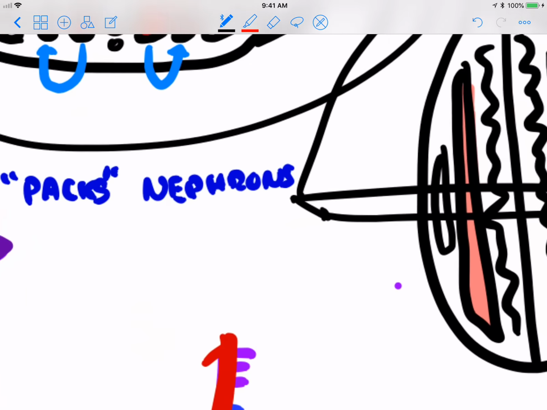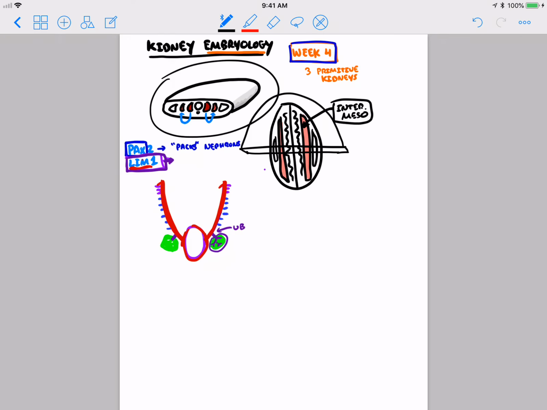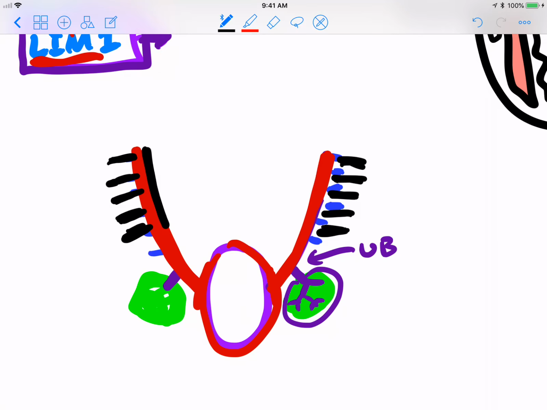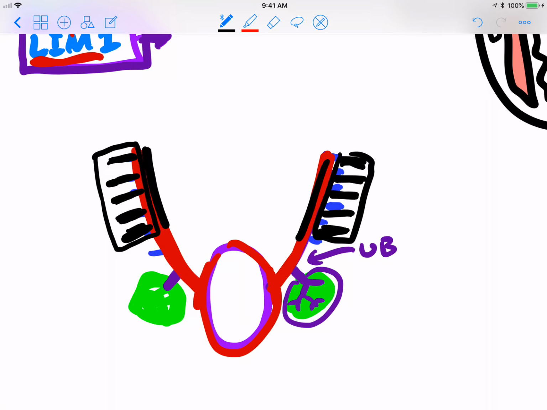So I said before, the pronephros largely disappears. By the end of week 4, it's gone. And sometime in the middle of week 4, you start getting development of the mesonephros. So just for clarification's sake and terminology's sake, we're going to call this the mesonephric duct and this the mesonephric mesenchyme. There's a couple different terms that are used for these.